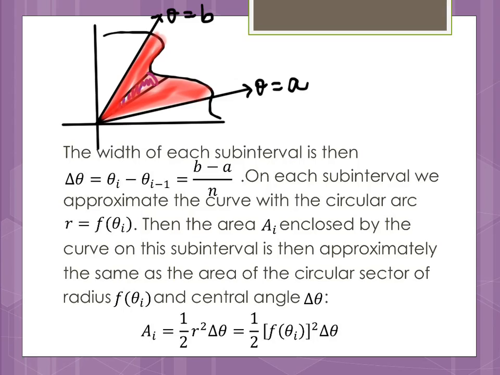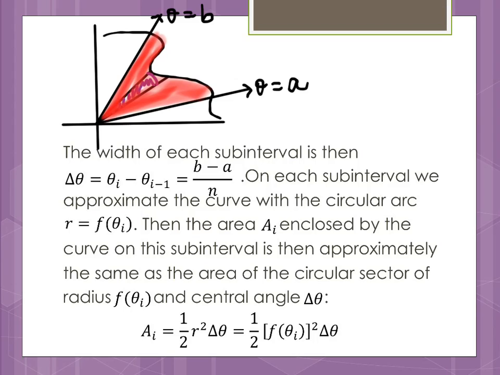Yes, you did. And then on each subinterval, we can approximate the curve by the circular arc of radius equals f of theta i. And again, I'm being very generic as to where that theta is being measured because we're going to let this become infinitely small anyway, and then it becomes inconsequential. Then the area A sub i enclosed by the curve on this subinterval is approximately the same as the area of the sector of radius f of theta sub i, central angle delta theta.